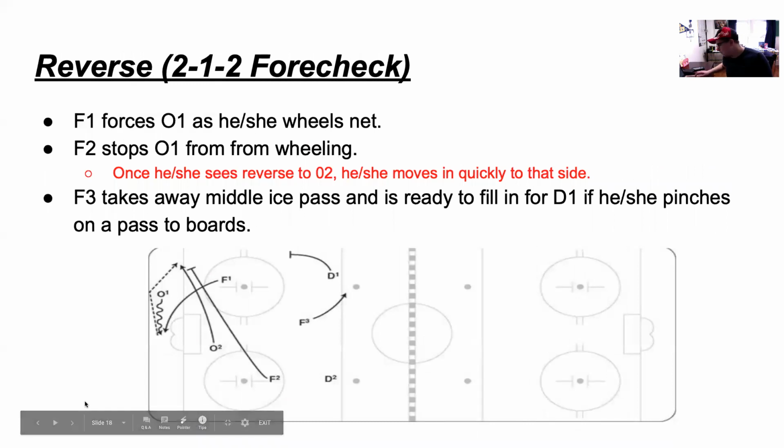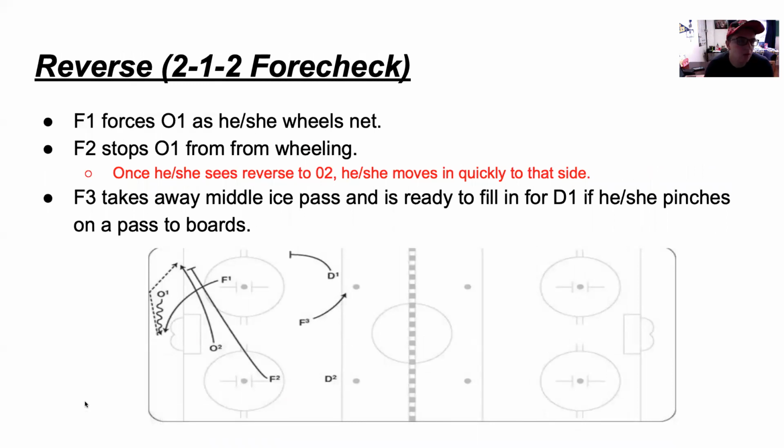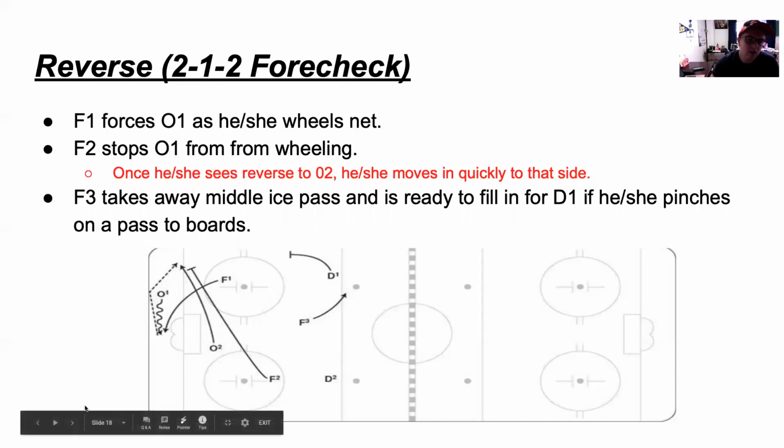Okay, so we have the reverse. So F1 forces O1 as he or she wheels to the net, and F2 stops O1 from wheeling. And once he or she sees reverse to O2, he or she moves in quickly to that side. F3 takes away middle ice pass and is ready to fill in for D1 if he or she pinches on a pass to the boards.